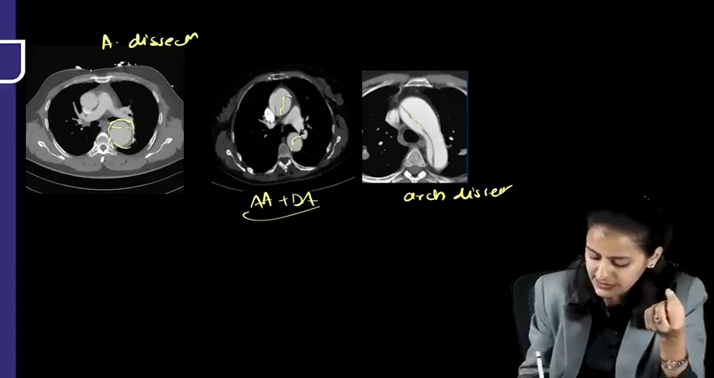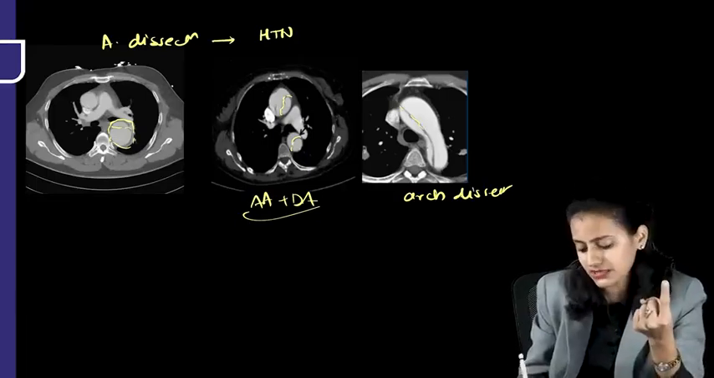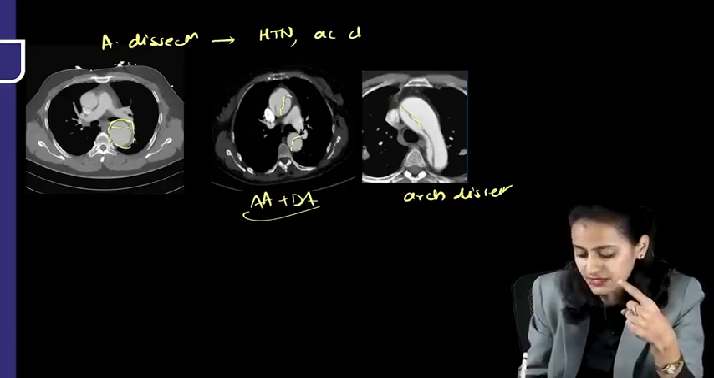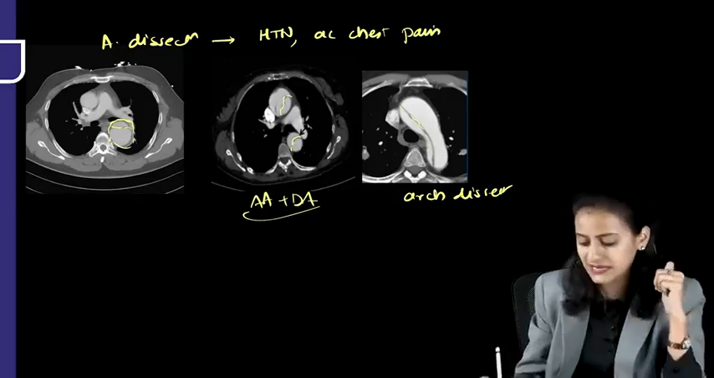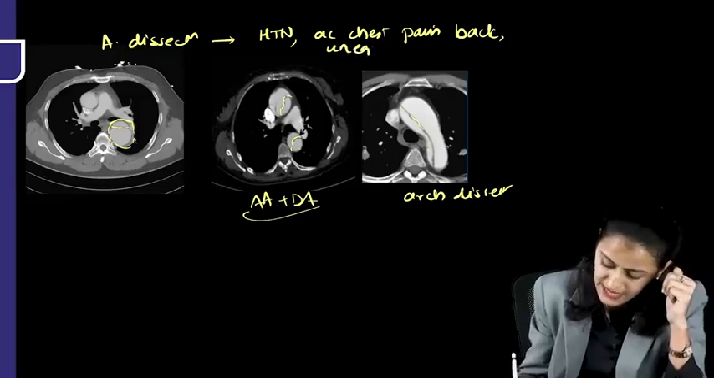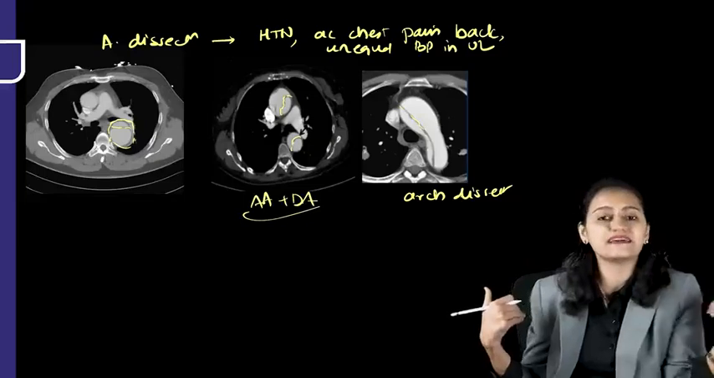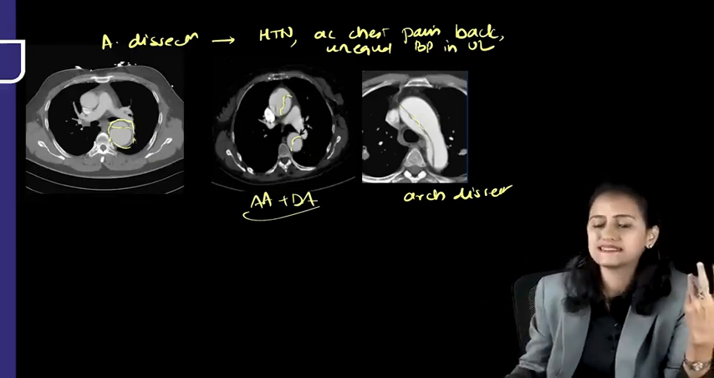So, aortic dissection generally has the history of a hypertensive patient. That's the most important risk factor. Presenting with acute tearing kind of chest pain radiating to the back, the interscapular area, and there is unequal blood pressure in the upper limbs. The right and the left upper limb blood pressure is unequal. So, that is aortic dissection.